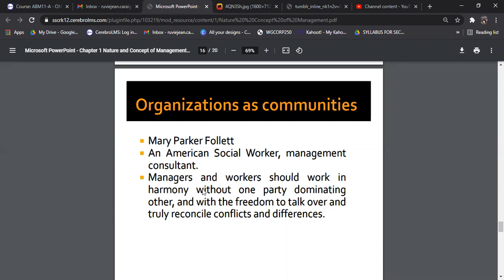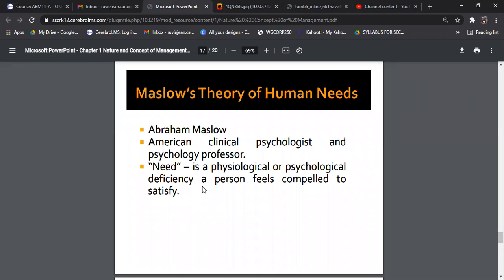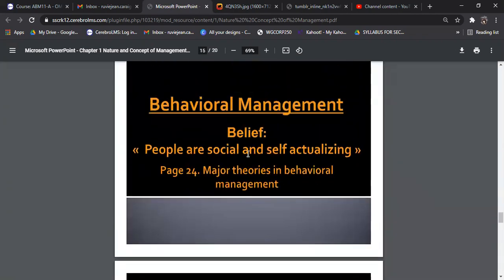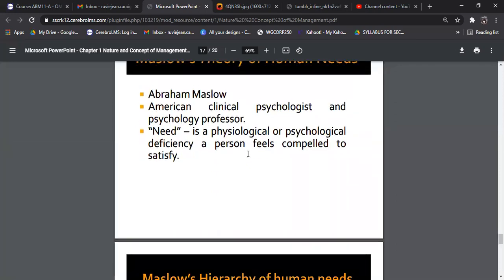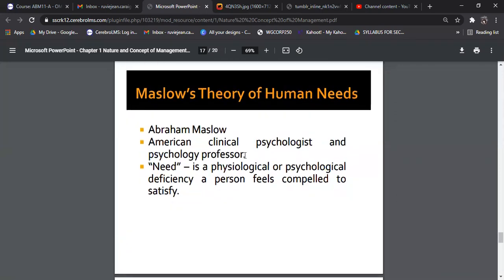So next one, class, is Maslow's theory of human needs. Going back to the belief, again, sabi nga dito, in the behavioral management, people are social and self-actualizing. So one actually has needs na kailangan ma-satisfy so that you would be able to work properly, effectively, and efficiently. So, according to Abraham Maslow, he is an American clinical psychologist and psychology professor. There is a human need. It's a physiological or even psychological deficiency a person feels compelled to satisfy. Okay, so, kung pag may needs ka, this is something that could be psychological or it could also be physiological.